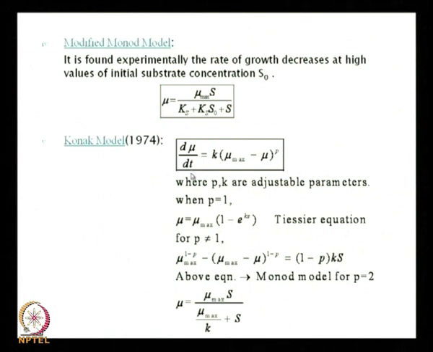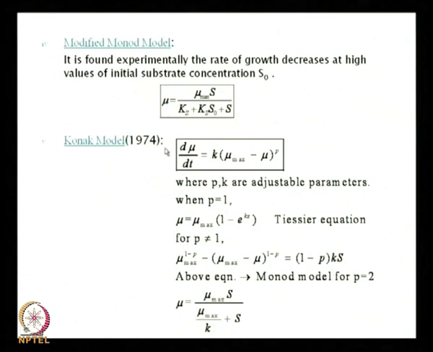Actually, I am sorry, this is a typo over here, it should be del mu del s, not del mu del t over here. This should be del mu del s, the Konak model. Just make that change. So, this is del mu del s equals k times mu max minus mu to the power p. So, for p equals 1, you get mu equals mu max times 1 minus e to the k s. For p equals 2, this is what you get. For p not equals 1, this is what you get, and for p not equals 1, the formula that you get, if you put p equals 2, then you get the Monod model, get back to the Monod model.